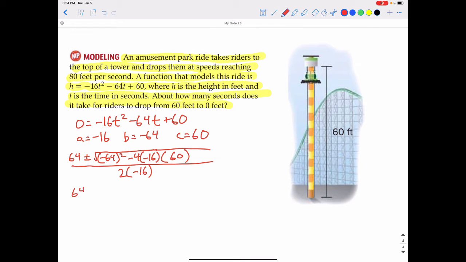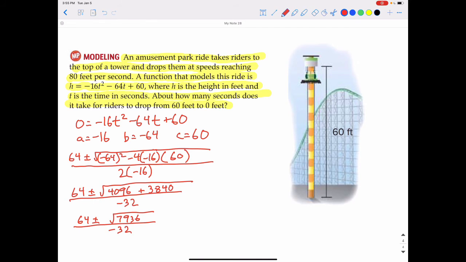So that's going to be 64 plus or minus. We need to take the negative 64 and square it, and 64 squared equals 4,096, under the square root symbol. And then negative 4 times negative 16 times 60 gives 3,840, all over 2 times negative 16, which is negative 32. We need to add what's underneath the square root symbol. So 64 plus or minus, we add 4,096 to 3,840, and that gives us, underneath the square root symbol, 7,936, all over negative 32.